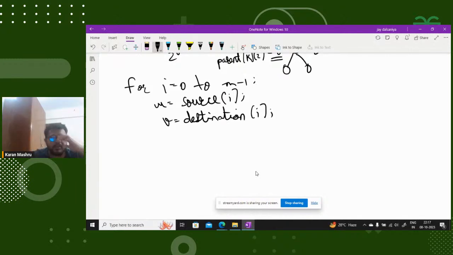Are you getting my point? So if the level of, let's say, u is 3 and the level of v is 5, first of all I will make this equal to 3. So how can I do that? Understand one thing, there can be two cases.